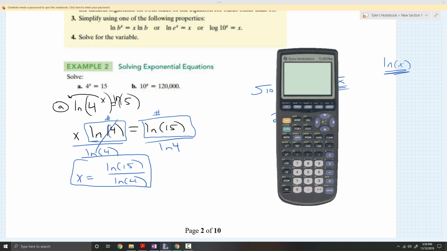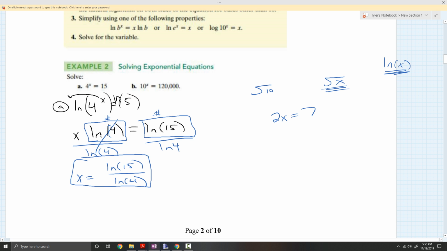So if I pull that over, we could just take the natural log of 15, parenthesis, divided by the natural log of 4, close parenthesis, and we get roughly 1.9534, if we round to 4 decimal places. So x was approximately 1.9534. If we think about it, is this reasonable?